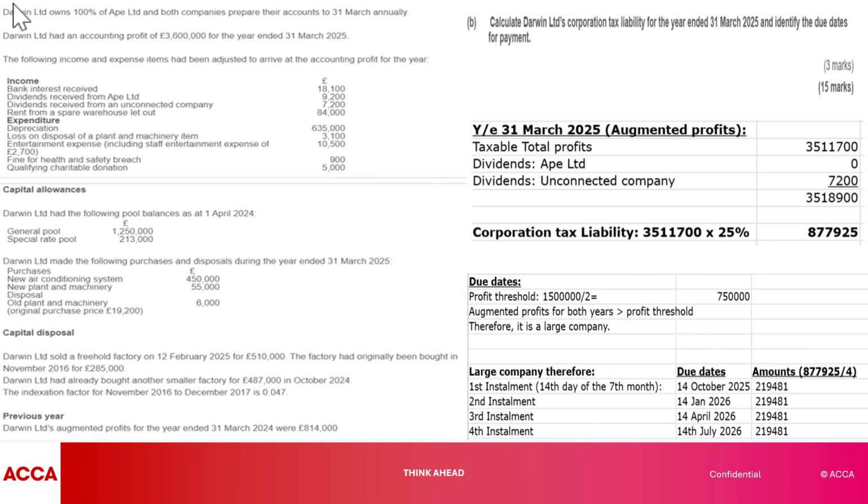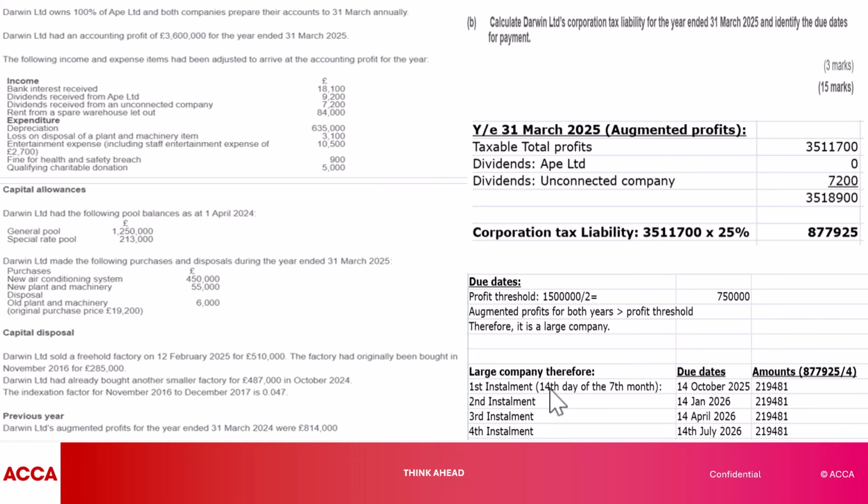Okay, this is like Charles Darwin, the historian. But you'll find here Darwin and Ape. Now, there are two associated companies, and therefore they're going to reduce your threshold from 1.5 million to 750,000. So if your augmented profits, which in our case was 3,518,900, is greater than the profit threshold, which in our case is 750,000, then you're considered to be a large company. And if you're considered to be a large company, you'll pay in 4 installments.